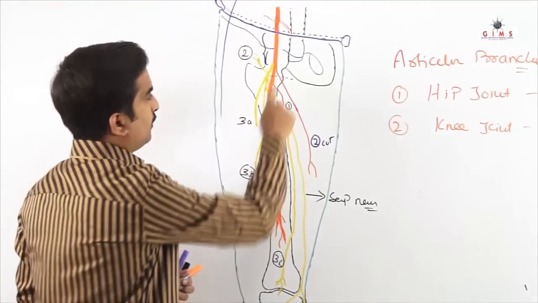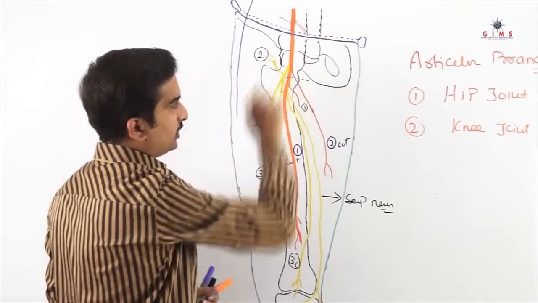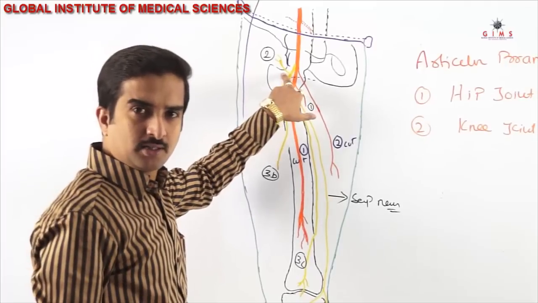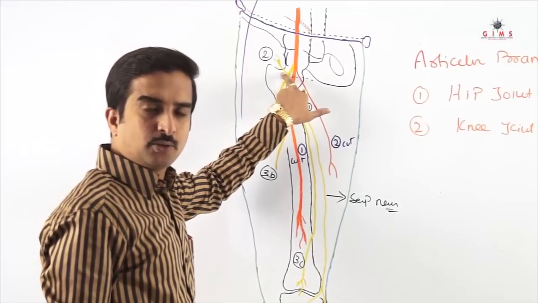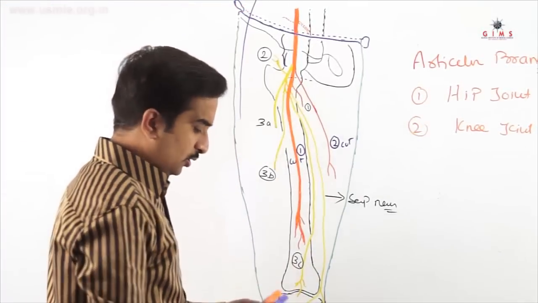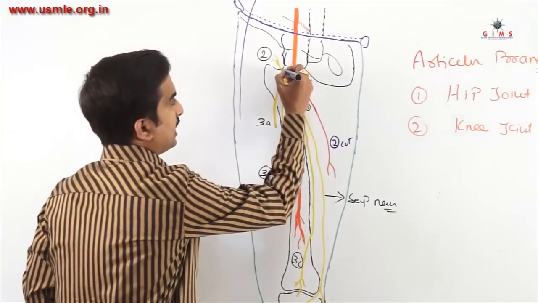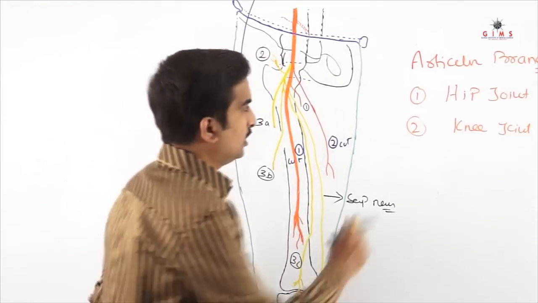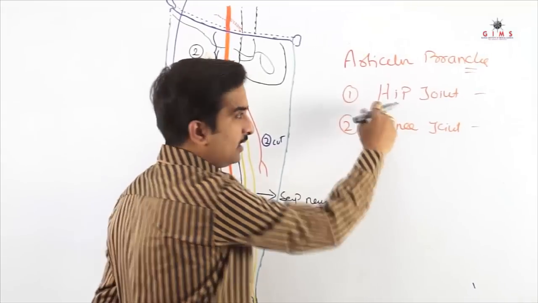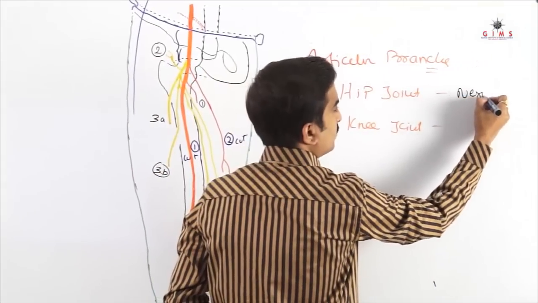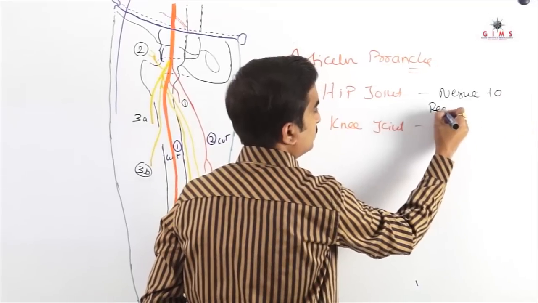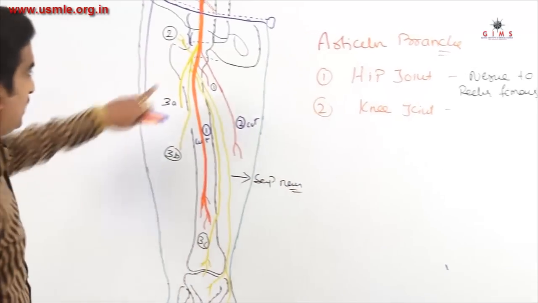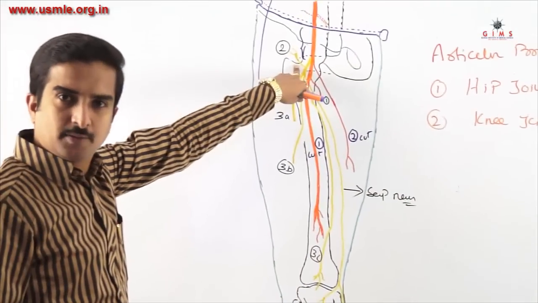Here you can see which nerve is closely related to the hip joint. Which nerve is closely related to the hip joint? This is the nerve to rectus femoris, right? So an articular branch which arises from the nerve to rectus femoris supplies the hip joint. Hip joint is supplied by the nerve to rectus femoris.